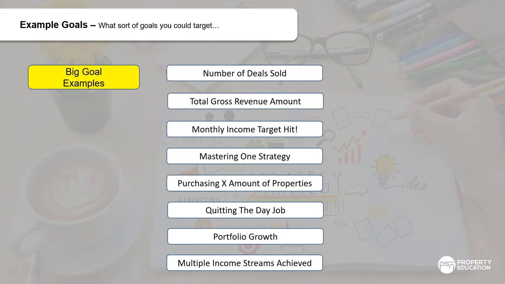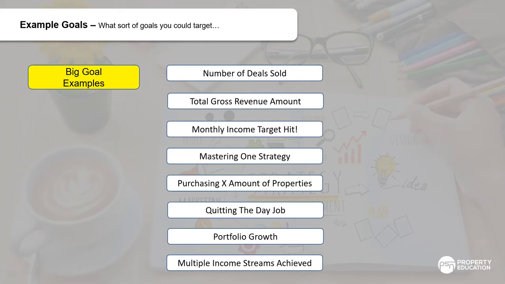So mastering one strategy and feeling comfortable with it could be your end of year goal. Purchasing X amount of properties. So if you're in a position to buy properties right now, or you're going to be in the near future, then that could be a KPI. That could be a big goal.